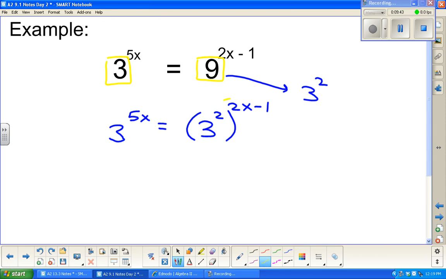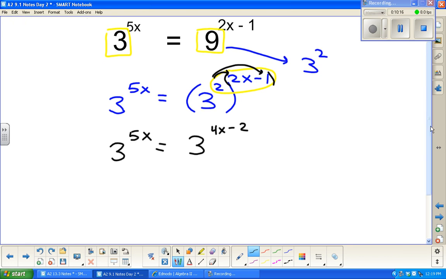So if we remember how to handle something like this, a power to another power, that's when you would multiply exponents. So the left side here is just 3 to the 5x. The right side, if we distribute that 2 to both terms, this would really be 3 to the 2 times 2x, or 4x, and 2 times minus 1, it gets distributed, so a minus 2. So the right side's really 3 to the 4x minus 2. So we had to do a little trick, but now we got our thing that we wanted.